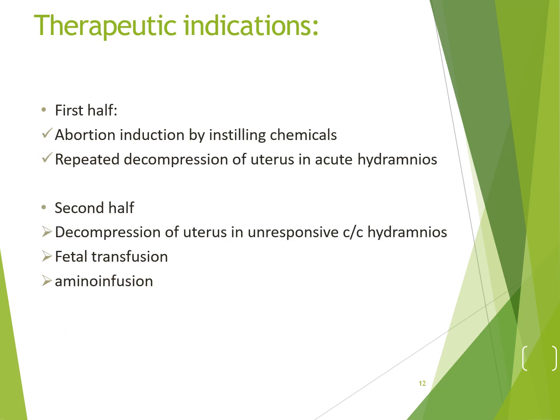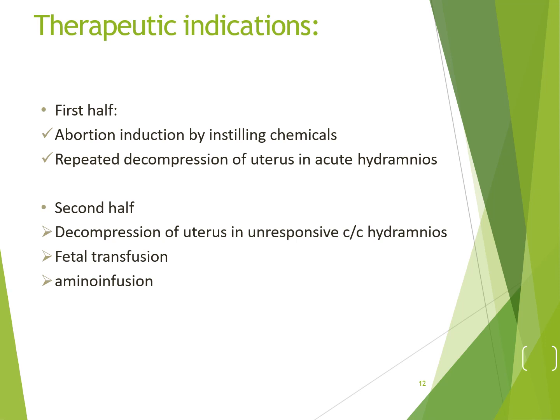Next, therapeutic indications include, in the first half, this amniocentesis. Amniocentesis means, as I already told you, we are taking the amniotic fluid and performing the test. So when you are inserting the needle, you can instill certain chemicals in the first half of pregnancy, and by inserting those chemicals, we can induce abortion. So that is one use in the first half of pregnancy for inducing abortion. We are using this method.